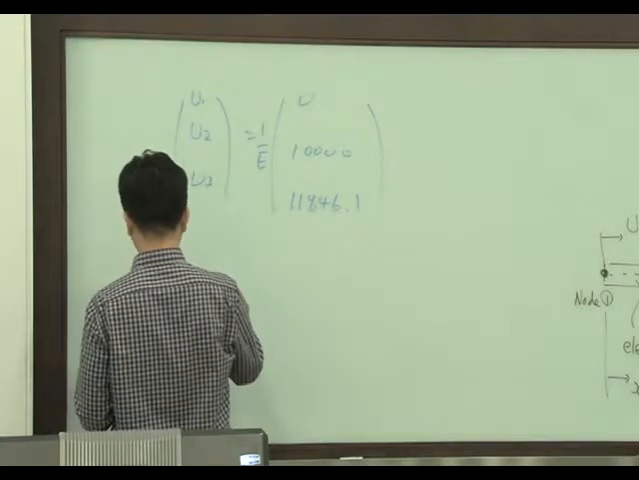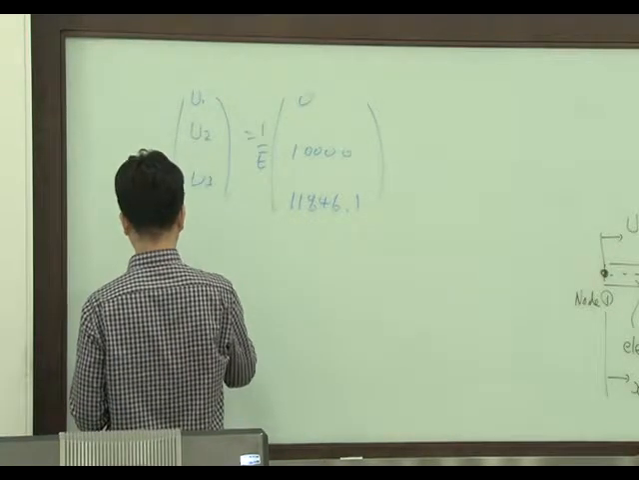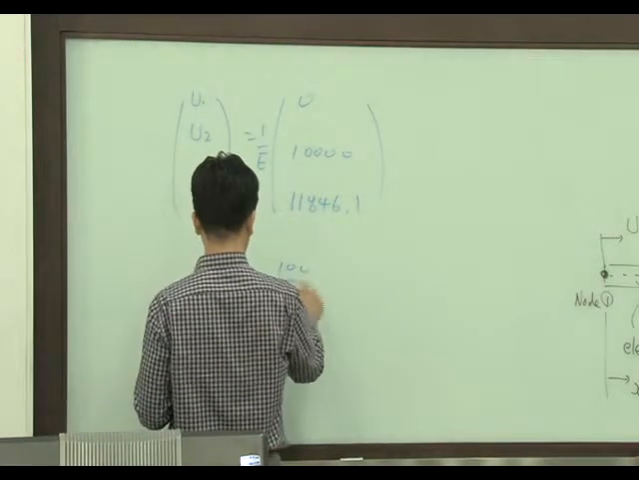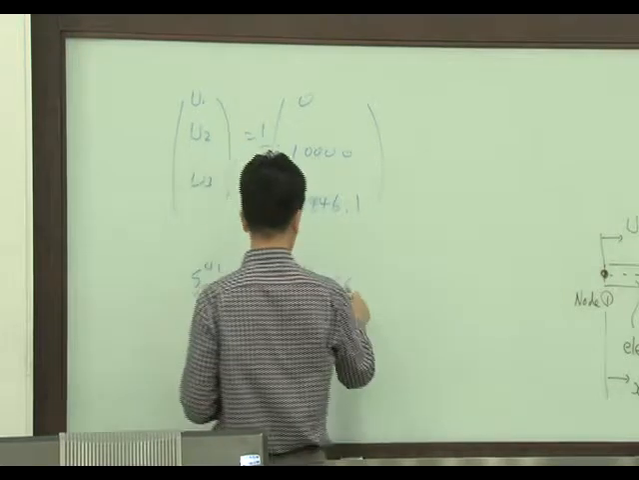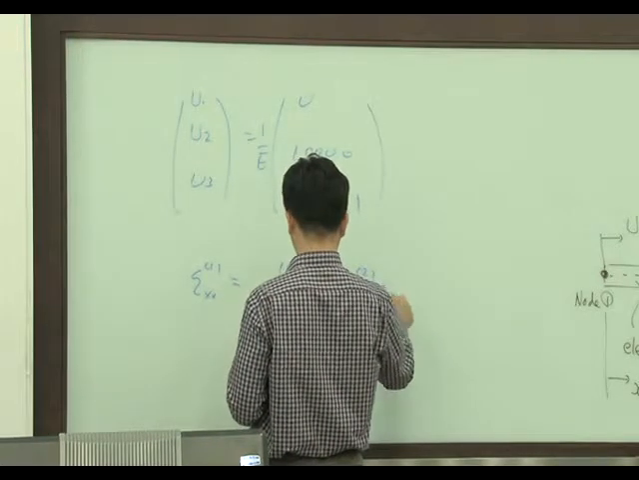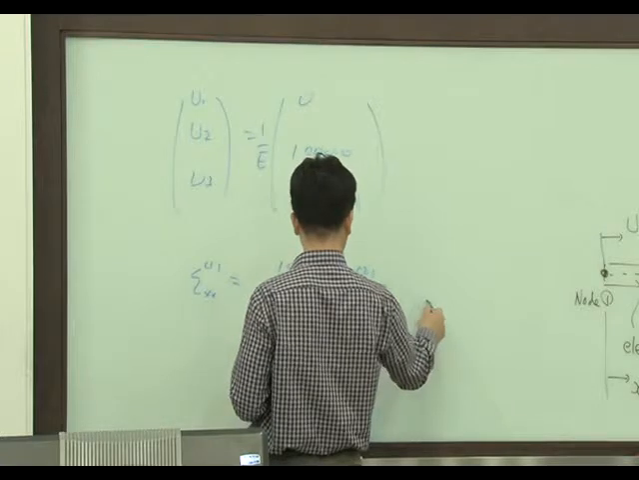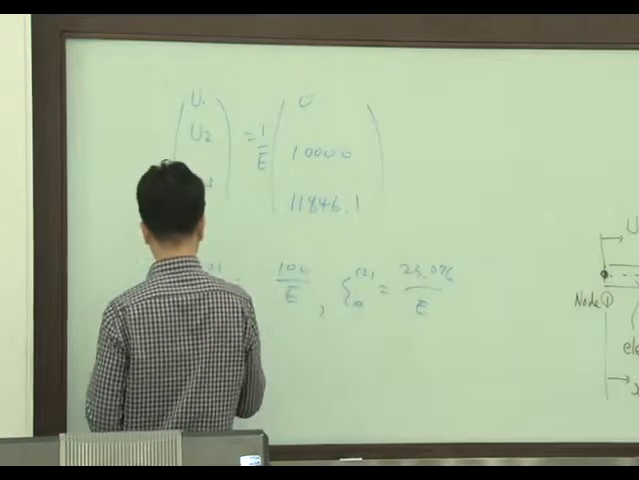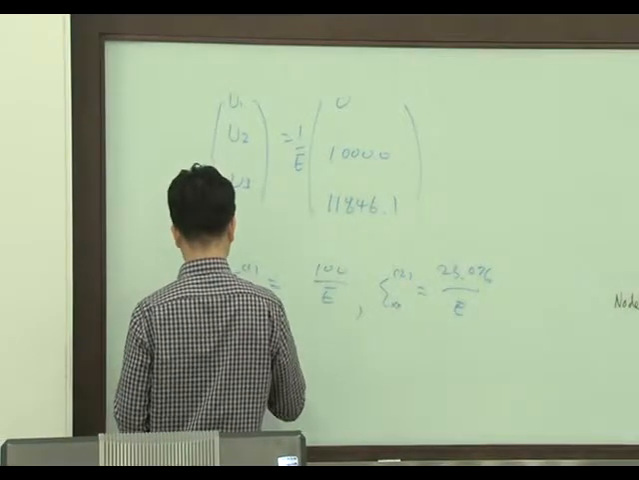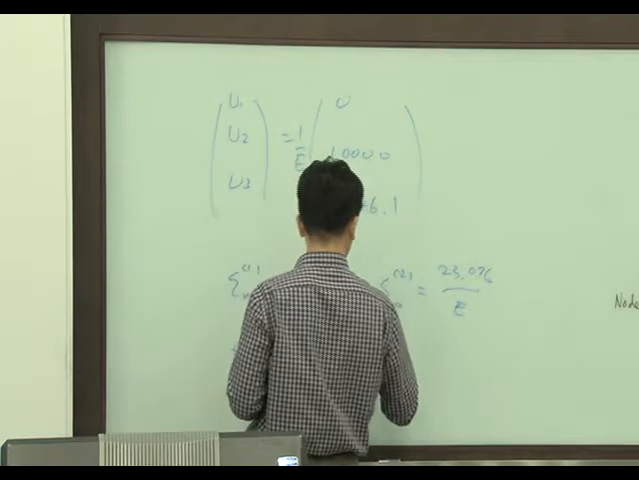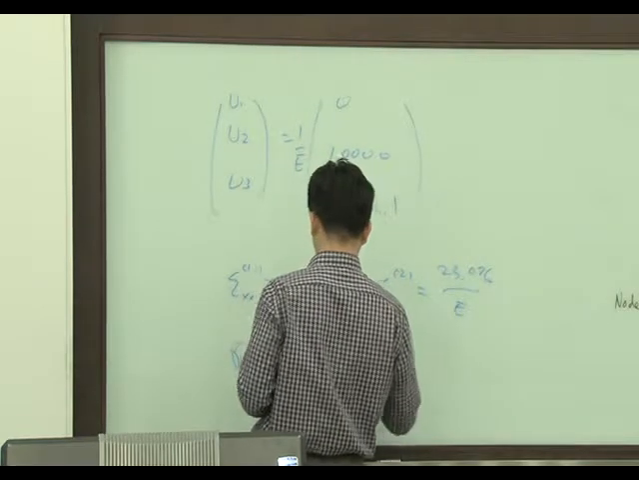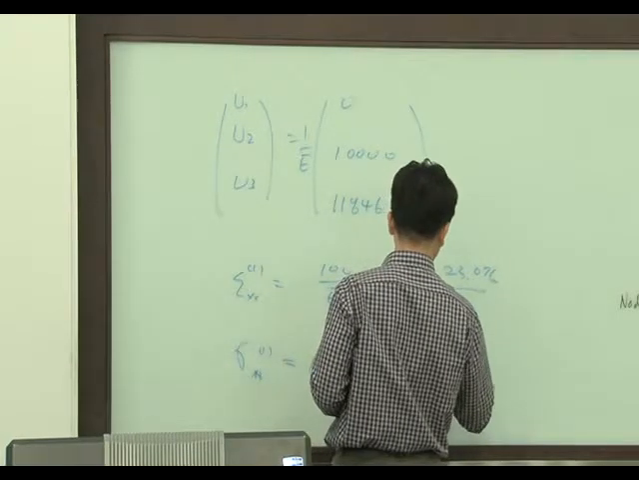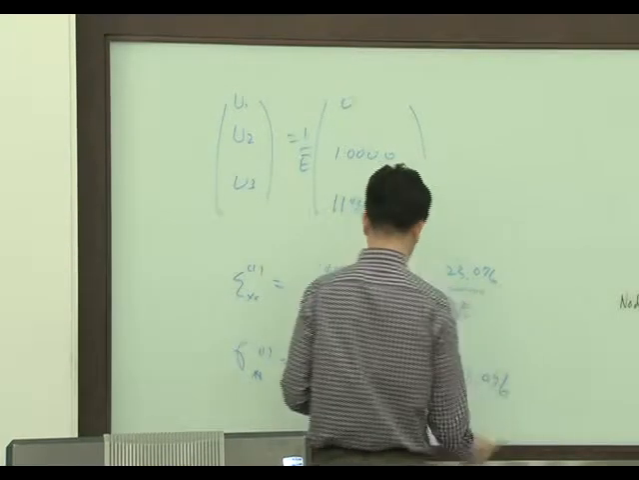So for example, I'm going to give the solution: E1, E2, okay, sigma 1, 100, sigma x 2, something like that.